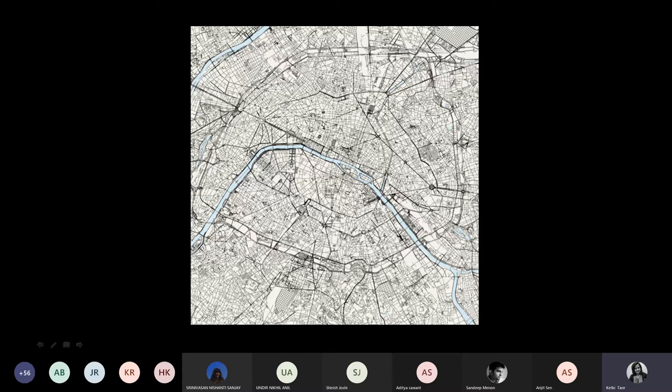So the overall distinction happens. You can see there is this ring road, and the radial pattern which is happening, and then the river running through it, and the multiple anchors which are very obviously seen, which are holding the different districts together.